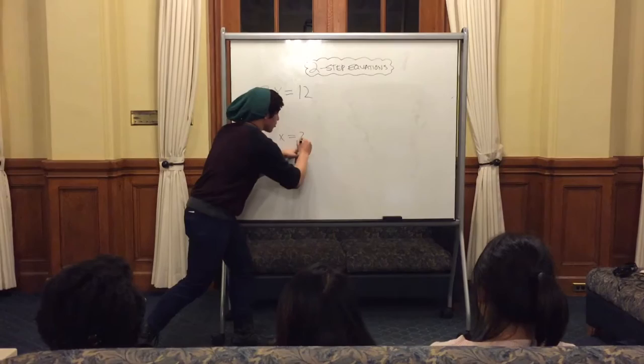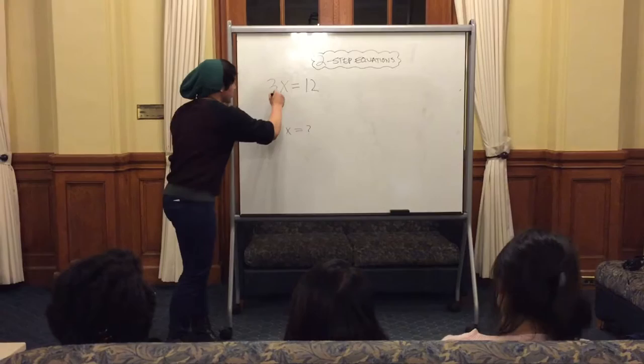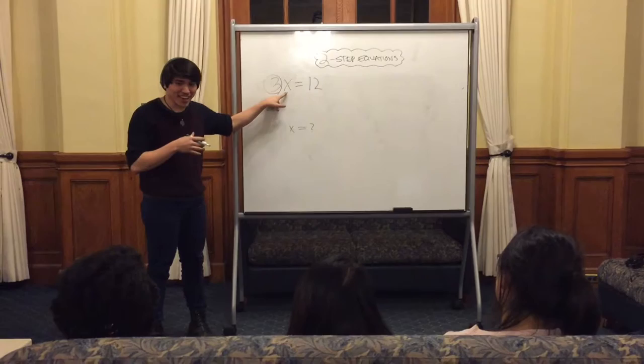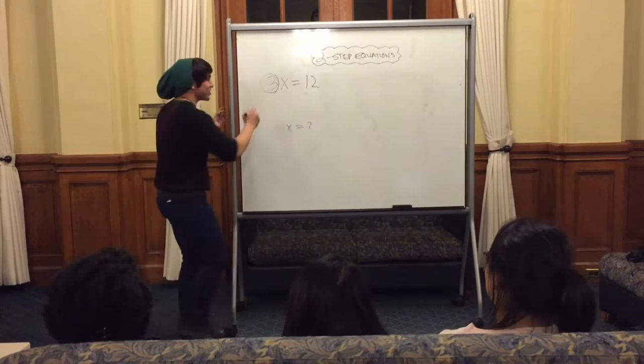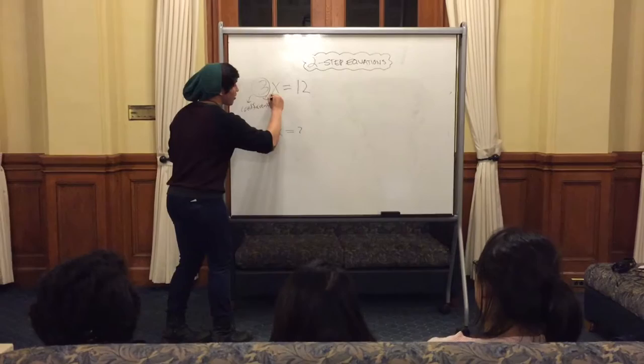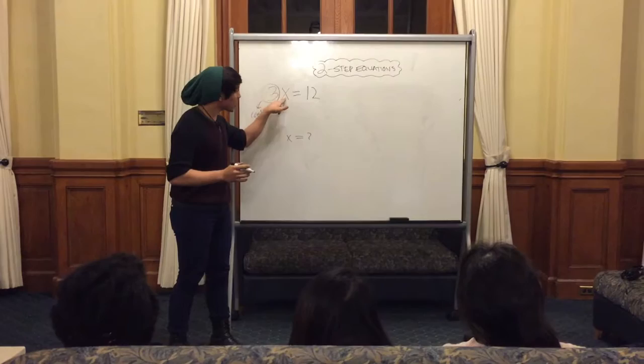Now, Flora, is x by itself up here? No, there's a 3 next to it. Exactly. And Lena, this 3 has a special name when it's in front of the x. Do you remember what that name might be? Coefficient. Yeah, it's a coefficient, exactly. So the coefficient is the number that's in front of the x right here. And that means it's multiplying it, okay? So we have 3 times x equals 12.